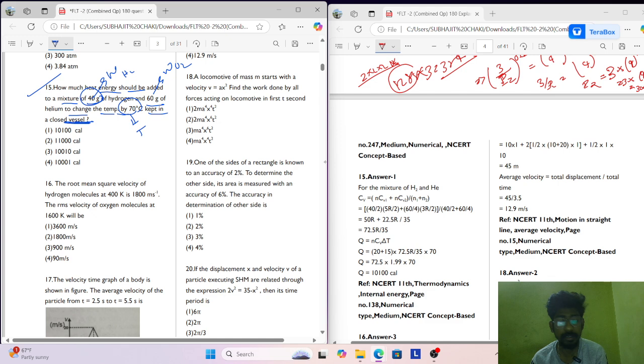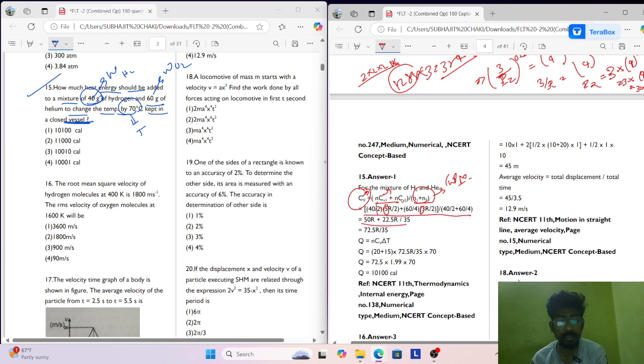Okay, so CV is given by the formula N1 CV1 plus N2 CV2. CV is the specific heat of gas at constant volume. N is the mole, N is equal to W by M, weight of the gas divided by molecular weight. So put all the values in the formula. This is 40 by 2, times 5R by 2 for diatomic gas. Freedom number is 5. Helium is an inert gas, so it is a monoatomic gas. Freedom number will be 3. So 60 by 4, times 3R by 2.